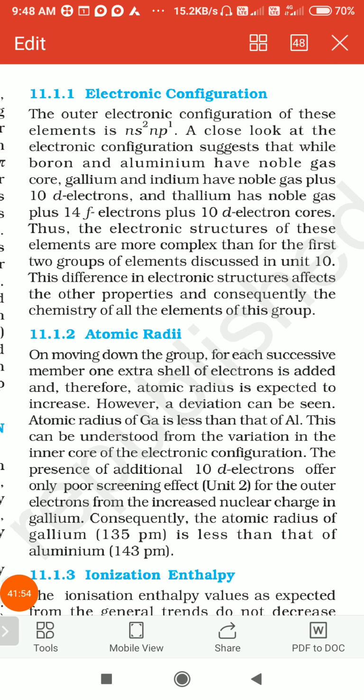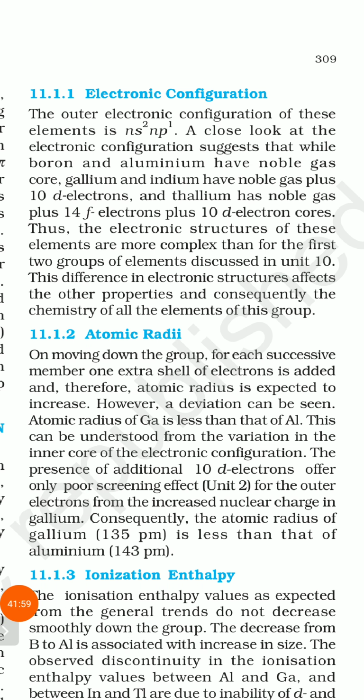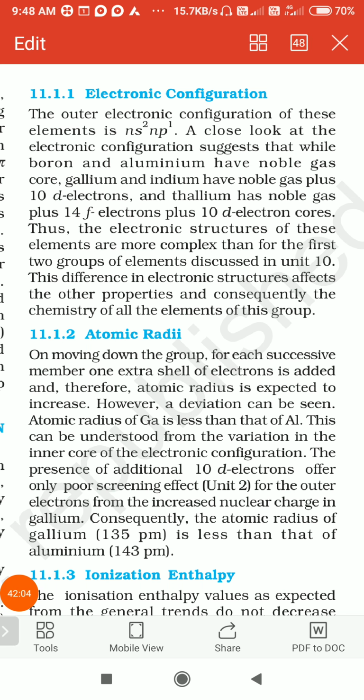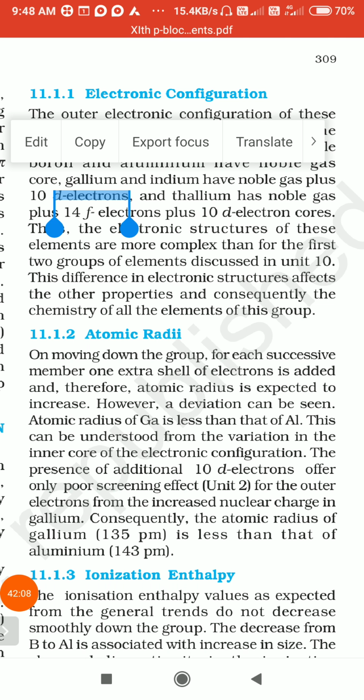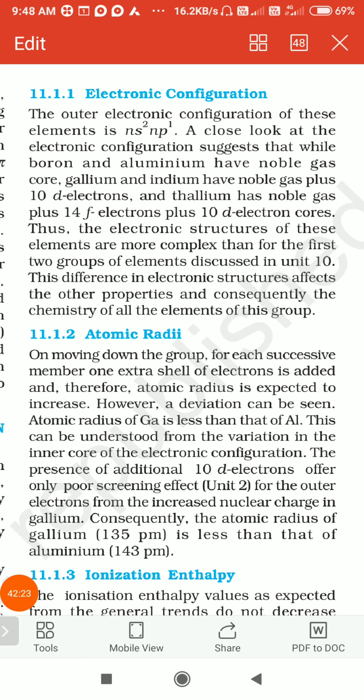And what about the remaining elements? Gallium and indium have a noble gas core plus 10 d electrons, and thallium has a noble gas core plus 14 f electrons. That means the d and f orbitals are completely filled. So d10 electrons are present in gallium and indium, and next, thallium has 14 f electrons.